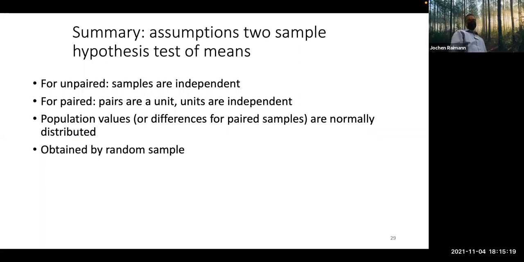What is important to keep in mind is that the samples really need to be independent for an unpaired t-test. There should not be any connecting factors between them. For paired, the pairs are a unit, which is the same individual in most cases when repeated measurements. Population values are normally distributed and they're obtained by random samples. Random sampling is also important because otherwise you get biases in your observations.